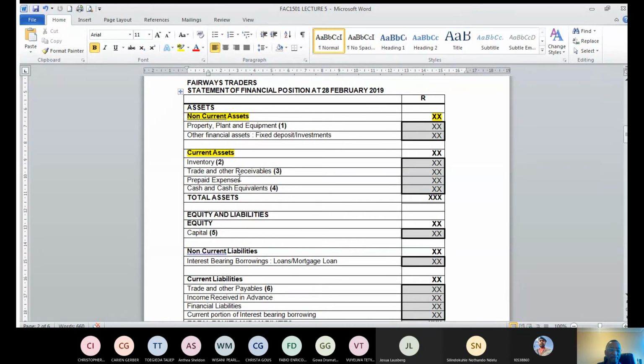Still under your current assets, you will have prepaid expenses. Prepaid expenses is also one of the adjustments that I will discuss in your next lecture. And your cash and cash equivalents. Under note number 4, I've got the explanation for cash and cash equivalents. Cash and cash equivalents will consist of the bank, the petty cash amount, and the cash float. So you've got the 4 amounts now for your current assets. You've got inventory, trade and other receivables, prepaid expenses, and cash equivalents. You put that in a block, you add it up, and that is the amount of your current assets.